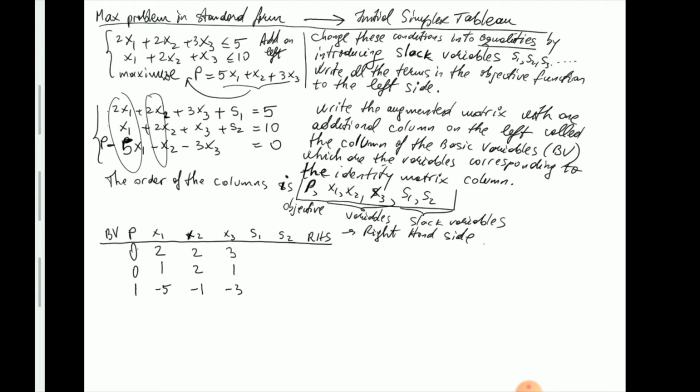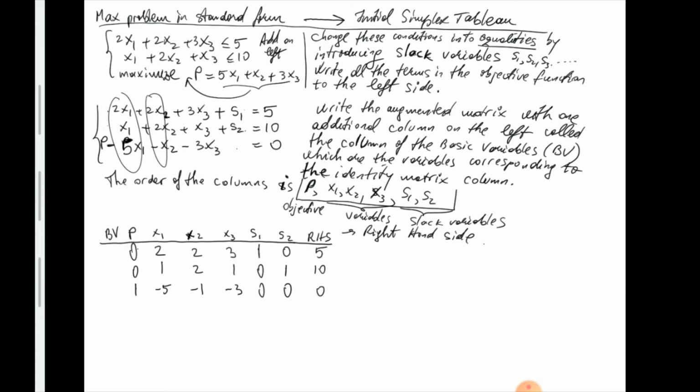Now pay close attention. s1 is in the first equation, so its coefficient is 1, and it's missing in the other equations. There's no s1 in the second, and no s1 in the last equation, so the coefficients are 0, 0. No s2 in the first equation, so the coefficient is 0 there. s2 is in the second equation, so we have 1 there. There is no s2 in the last equation, therefore the coefficient is 0 on the last one. And then the right hand side column, which is 5, 10, and 0.